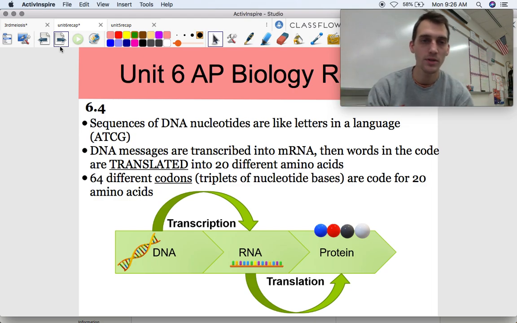And here we are. 6.4 is all about translation. Sequences of DNA nucleotides are like letters in a language. Those A's, T's, C's, and G's are like letters in a language.